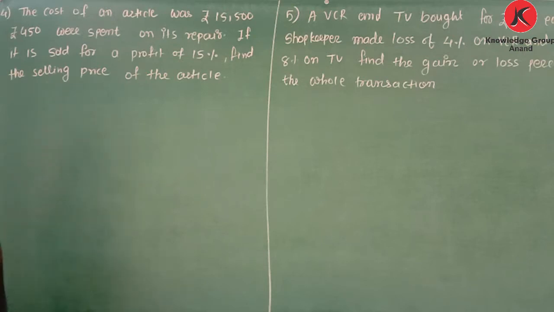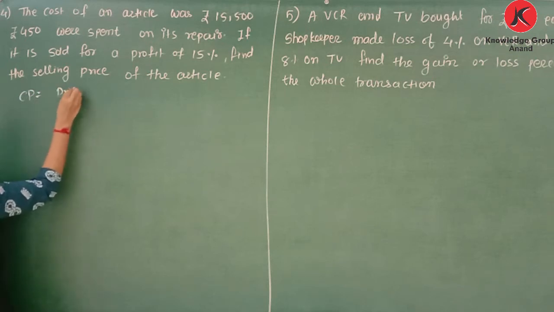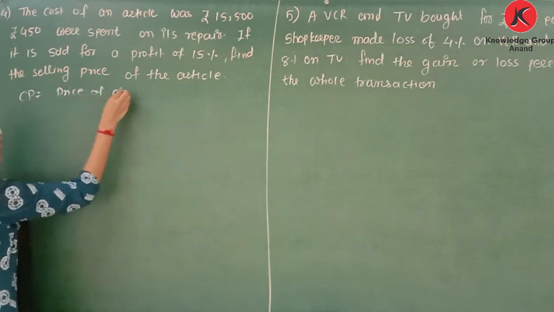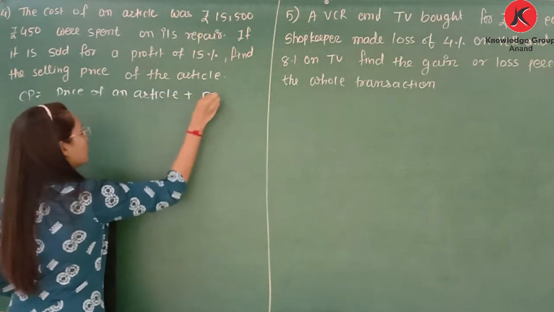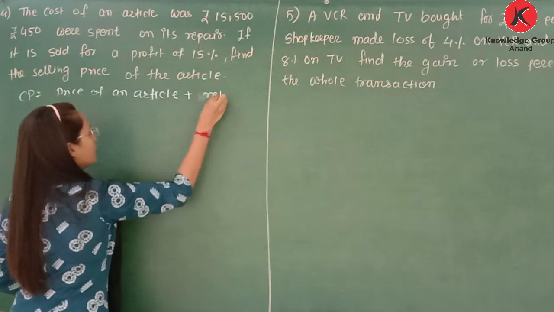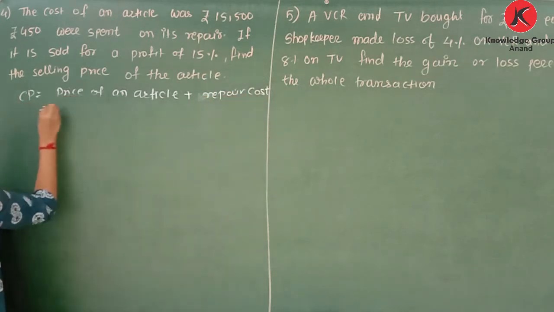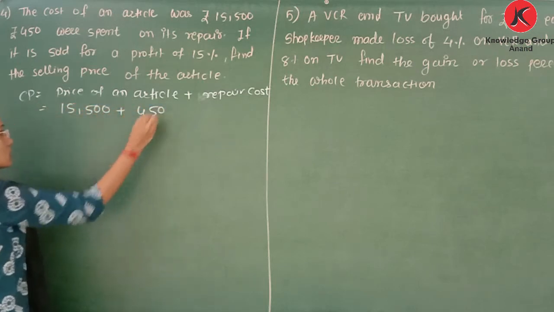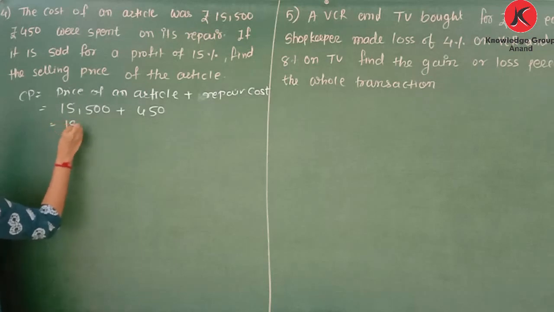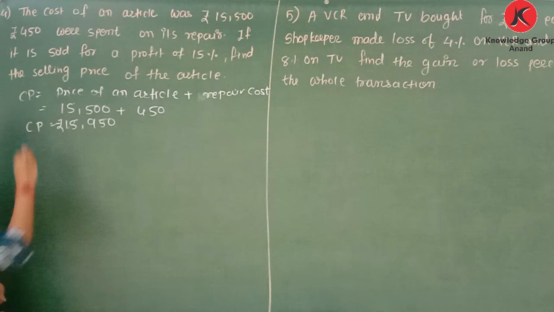So whatever information is given, we will make a list. So cost price is price of an article plus repair cost. So price of an article is 15,500 plus repair cost is 450. So that is 15,950. That is the cost price.